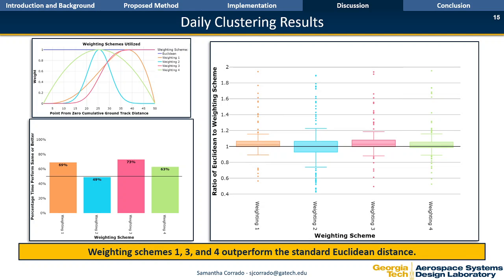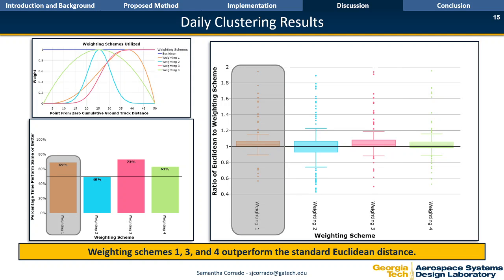It's evident that weighting schemes 1, 3, and 4 outperform the standard Euclidean distance as expected, and weighting 2 does not perform as well as the others, again testing the robustness of our method. Next, we'll take a look at an individual day clustered to the Euclidean distance compared with weighting 1, for instance.